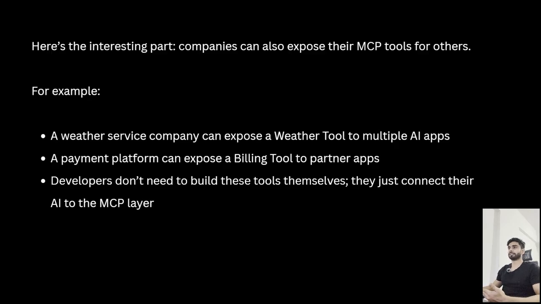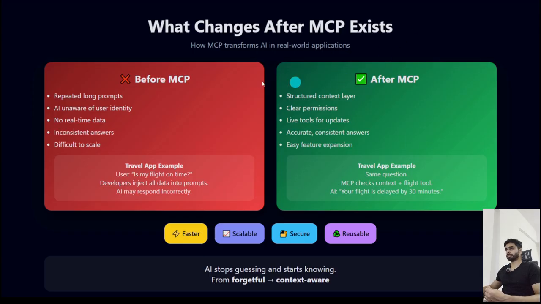AI does not need to memorize everything. The apps can safely share real-time updates or real-time capabilities with proper access control. So in short, MCP is not just for the internal AI use. It allows companies to standardize context, safely expose tools, and enable third-party AI applications to leverage their data and services. This is how MCP turns AI from a smart model into a truly connected, reliable assistant that can work with real-world apps and services.